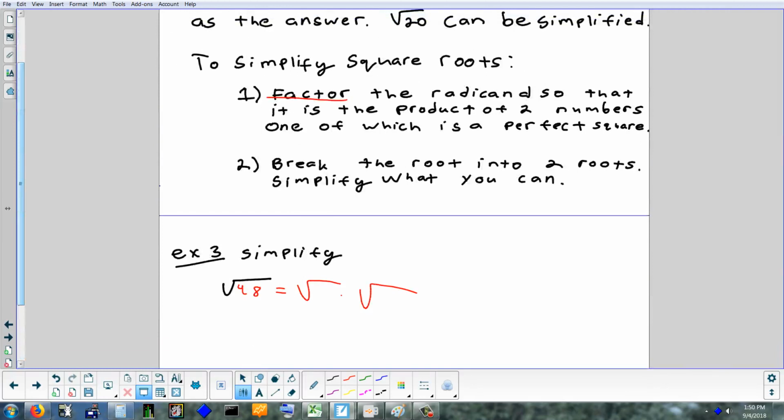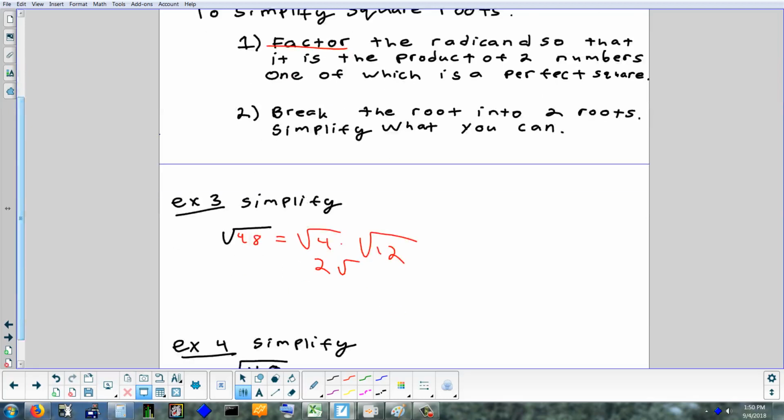Anybody give me 2 numbers that multiply to give me 48? And one of them I want to take the square root of. And this one, there's several ways to do it and still get the right answer. Yeah, Thomas? 4 and 12. 4 times 12 is 48. Square root of 4 is 2.